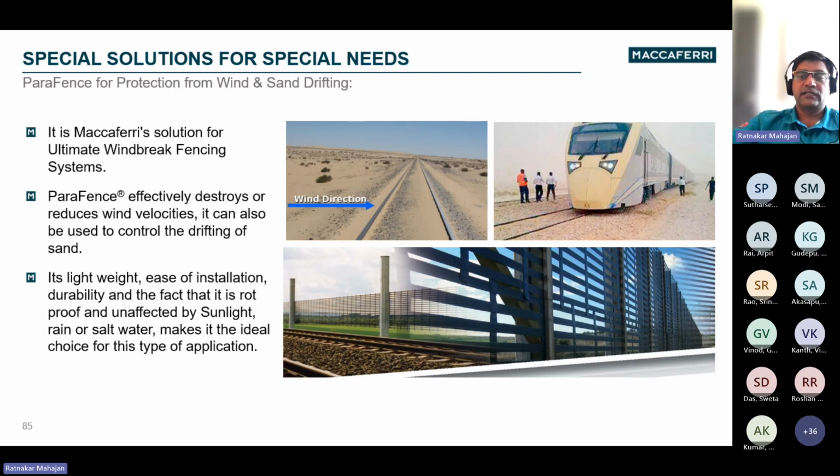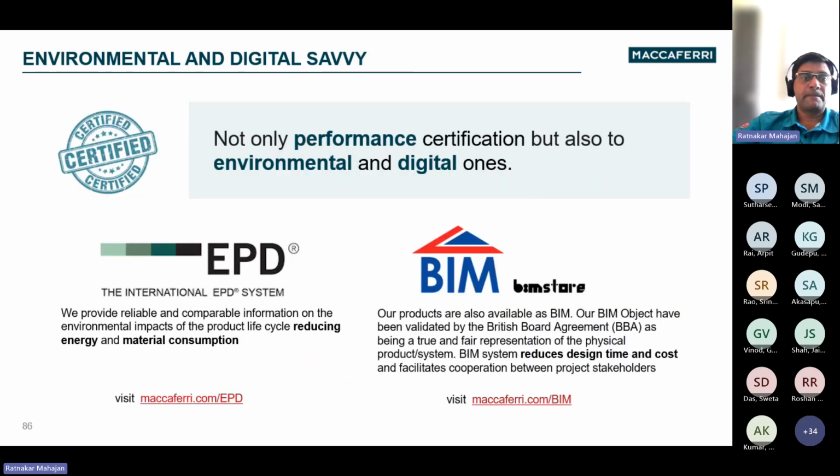When you are in the desert and the sandstorms create problems up to train derailment, you need a wind breaking fence. It is Maccaferri's solution for the ultimate wind breaking fences. Parafence effectively destroys and reduces the wind velocities. It can also be used to control drifting sand. It's lightweight, easy to install, and durable. In fact, it is rot proof and unaffected by sunlight, rain, and salt water, which makes it an ideal choice for this type of application.